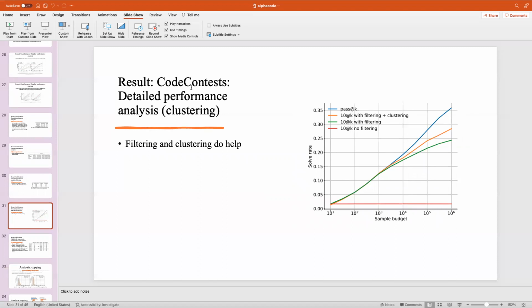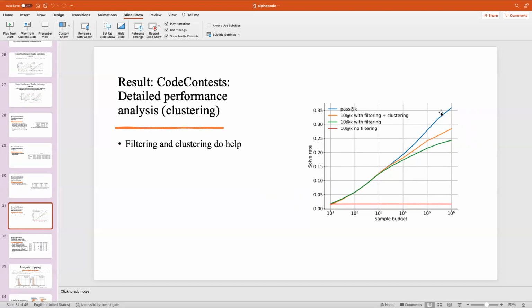And next is the clustering analysis. So the red line is without any filtering. The solve rate is really low because we end up with too many samples. But with the filtering, we can see the performance boosts a lot, and with some clustering, the model also has some performance boosts compared to the green line.